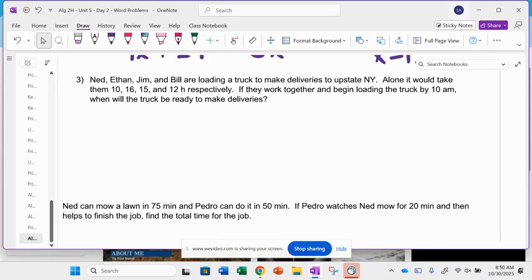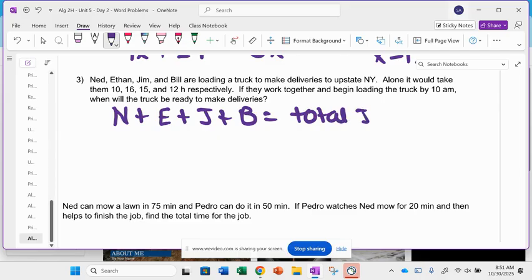If they work together and begin loading the truck at 10 a.m., when will the truck be ready to make deliveries? All right, since this is a work problem, I know that Ned plus Ethan plus Jim plus Bill will equal the total job. So I'm having a fraction for each of them, and the total job equals 1.